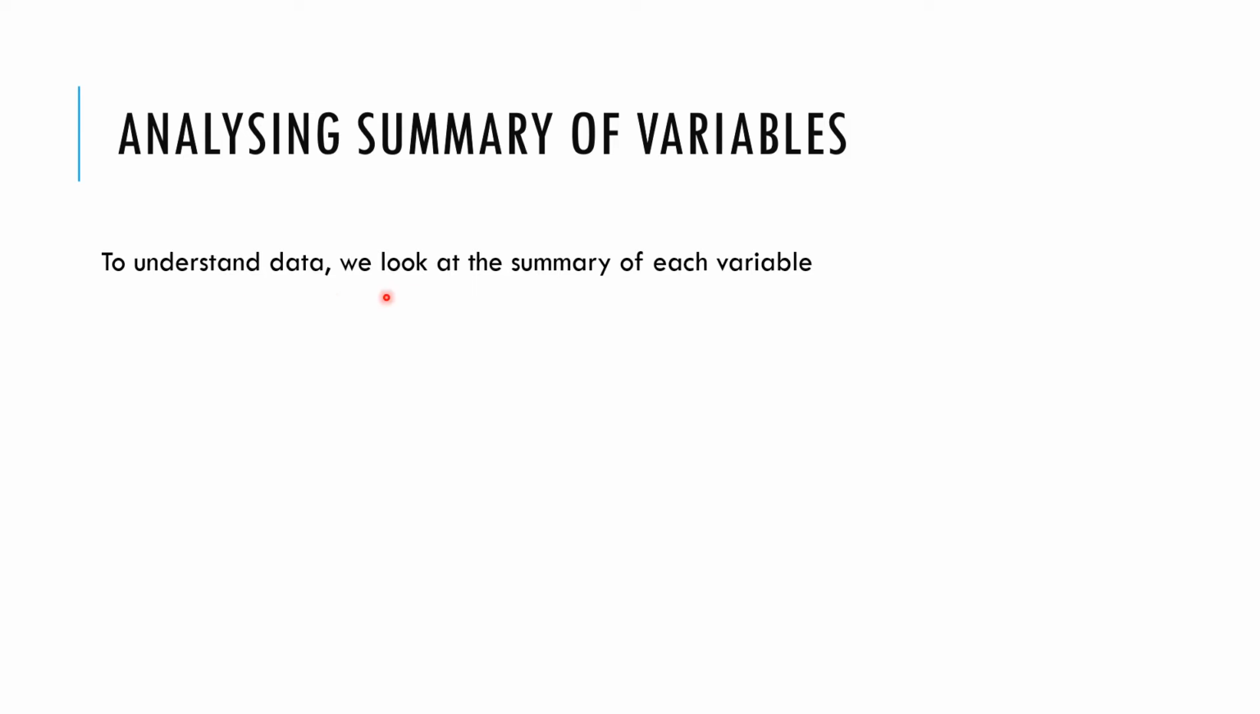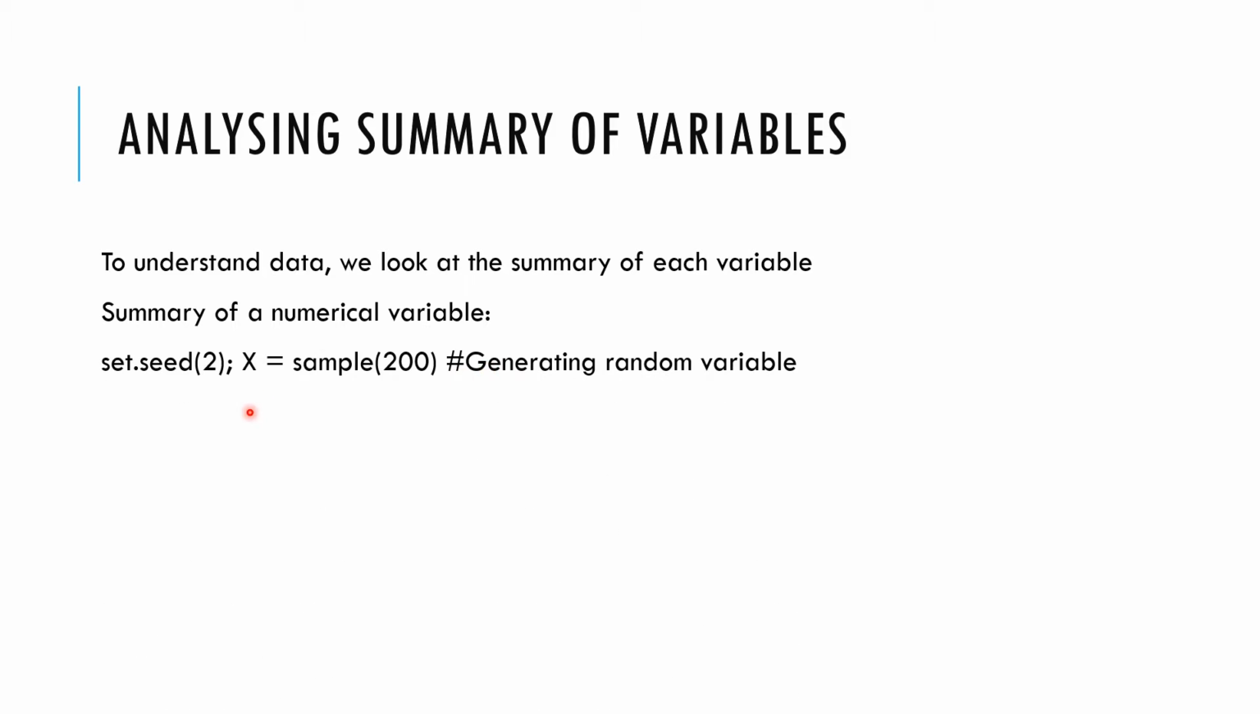So to understand data, we look at the summary of each variable, and the summary of a numerical variable can be seen. So let's first create a sample. set.seed is for the purpose of reproducibility of the data. We are using the sample function to generate a random variable which has 200 data points. So let's look at the summary.